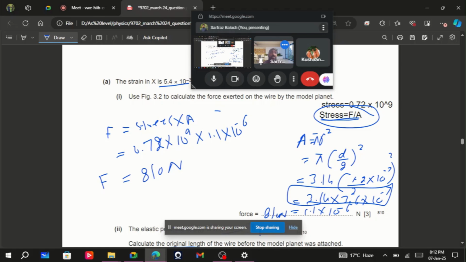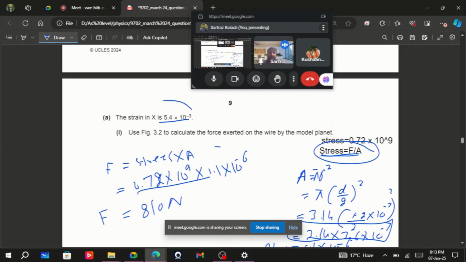So it will be stress times area. Stress is given in the question, so you will just multiply it here. Here the strain is given, and you will find the stress associated with this strain. Have you got it?